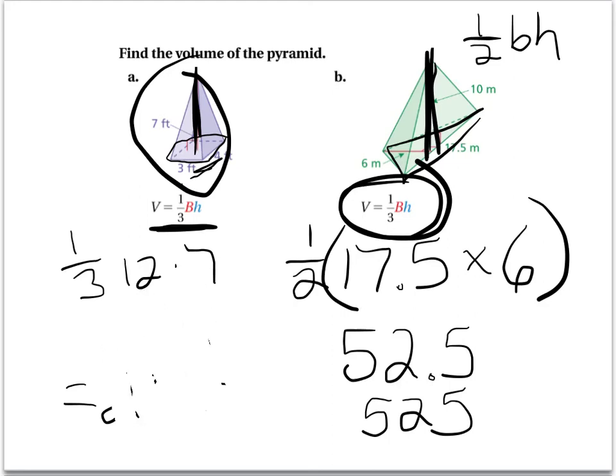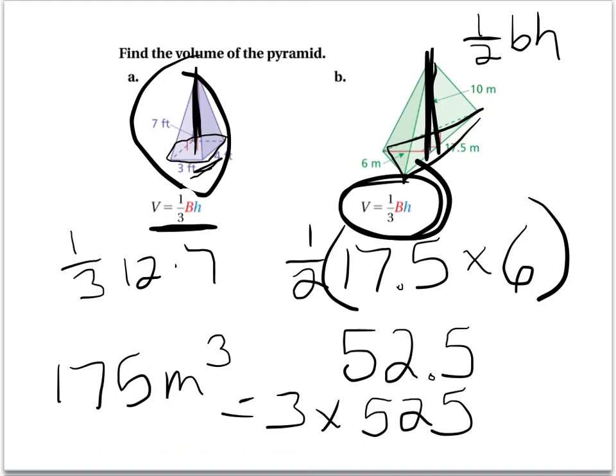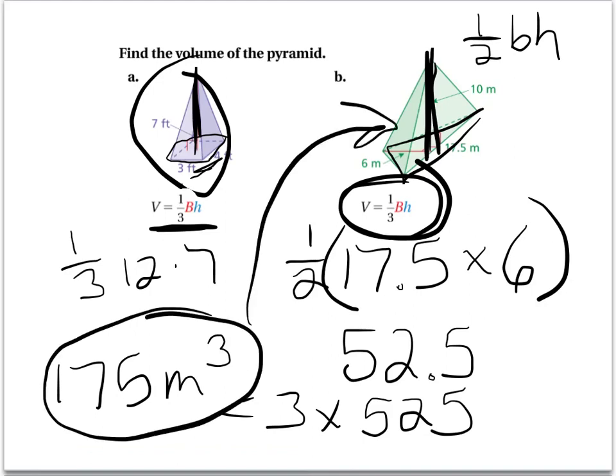Let me get all this garbage out of the way. Excuse me here. And when I divide that by 3, I'm going to get 175 meters cubed. So B, my answer is 175 meters cubed. I have taken 1/3 of the object, multiplied its base, which was a triangle, times the height of 10, and took a third of that, and I get 175 meters cubed.